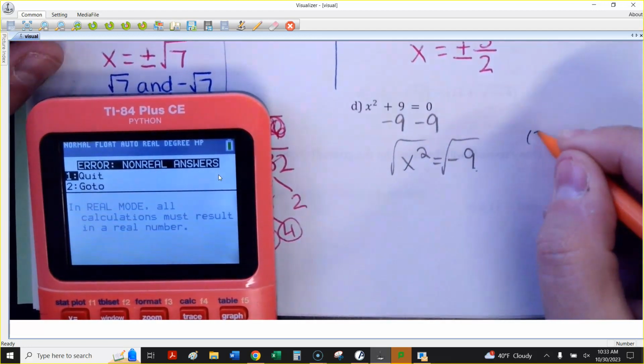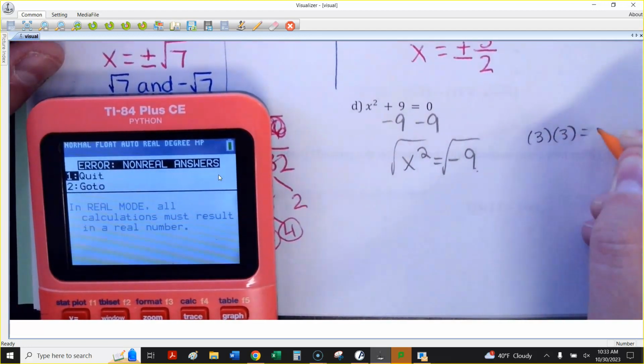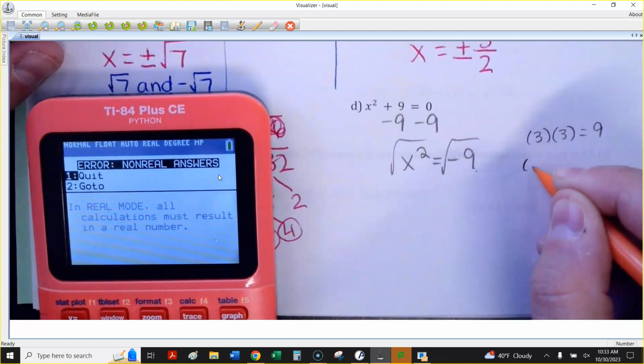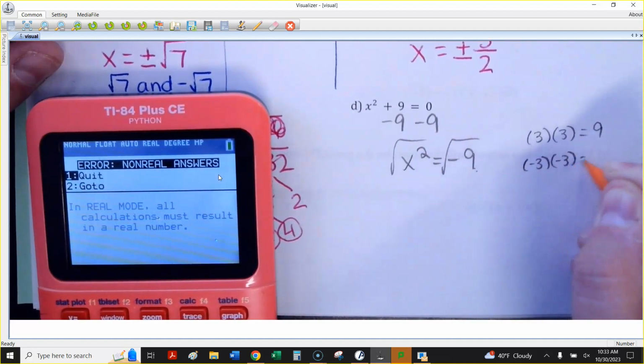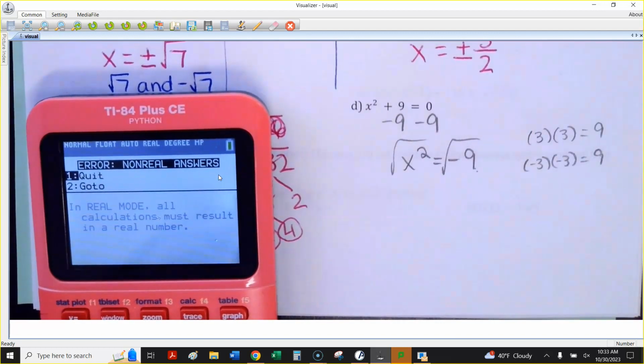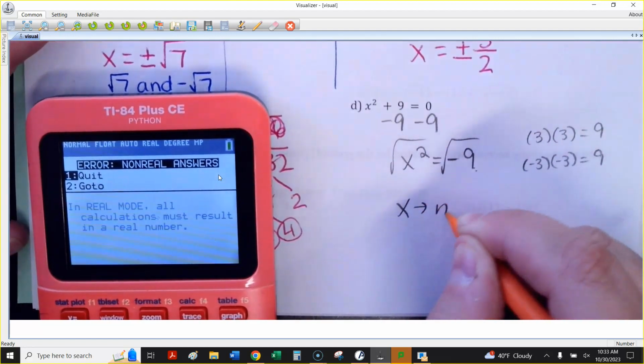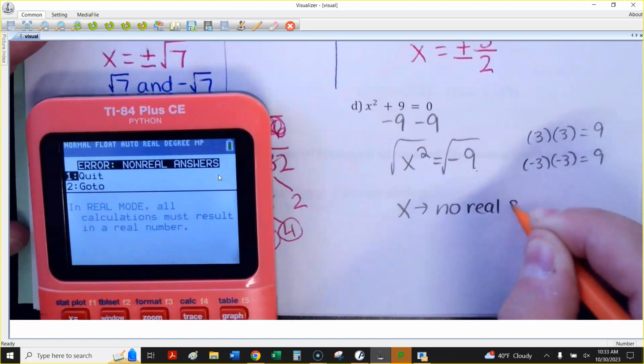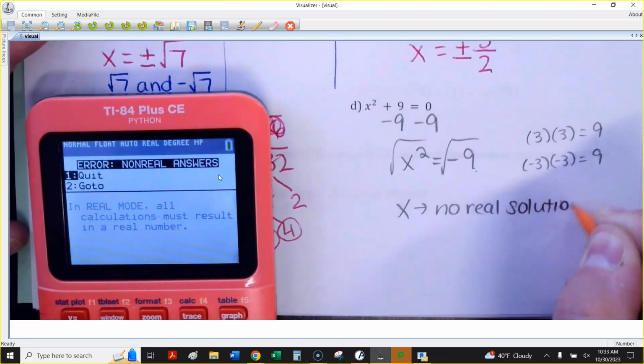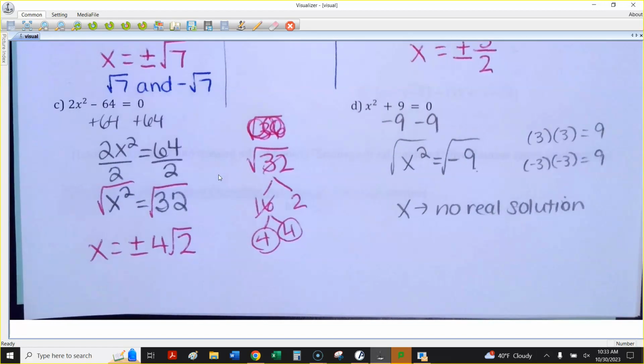Because I could do 3 times 3, that's positive 9. If I did negative 3 times negative 3, that's also positive 9. Maybe some of you know this, but for today's purposes, there's no number that I could multiply by itself that would give me a negative 9. So for this question, I'm just going to say this has no real solution. We're going to talk about imaginary solutions tomorrow, but no real solution for this question.